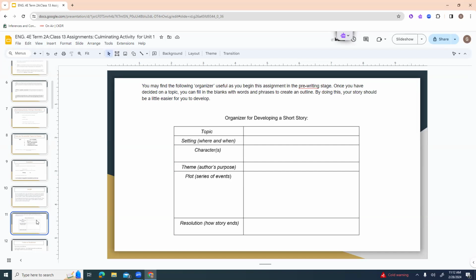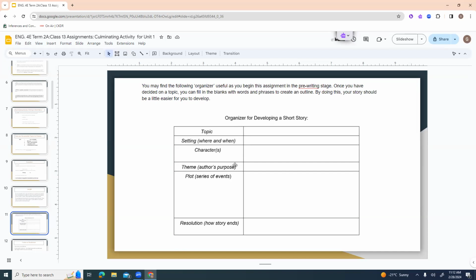This is for the pre-writing or the brainstorming stage. Once you've decided on a topic, you can fill in the blanks with little words and phrases to create an outline. And by doing this, your story should be a little easier to develop. So they can tell the topic, what's your setting, which is where and when, your characters, your theme.